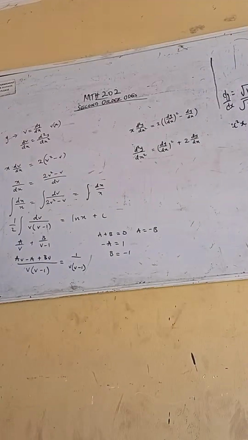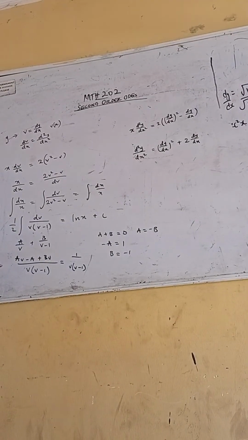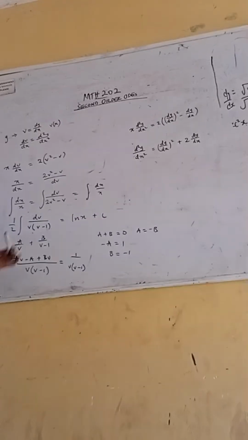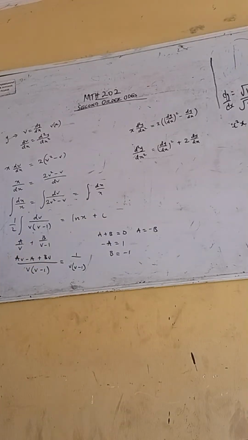We all know how to use partial fraction. We can all do this. Should I begin from here? Or, please, should I start again?